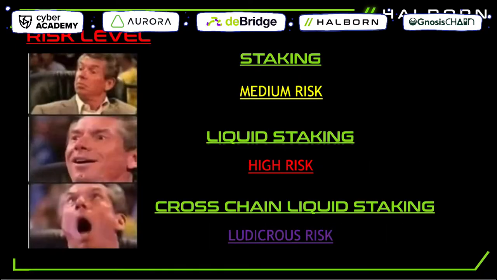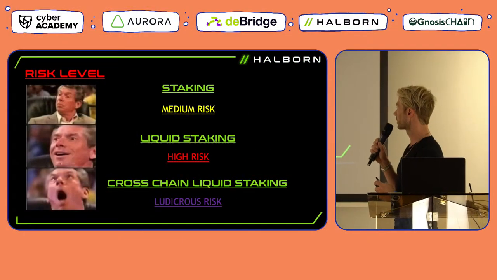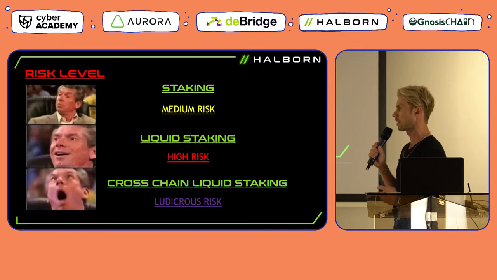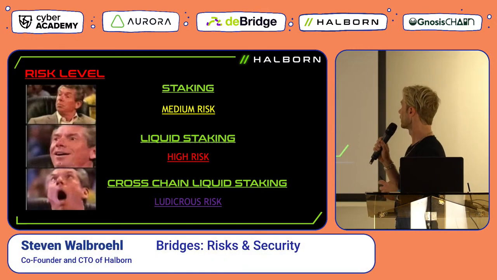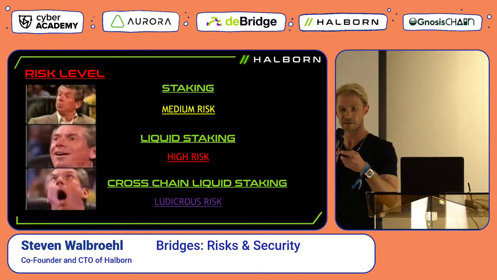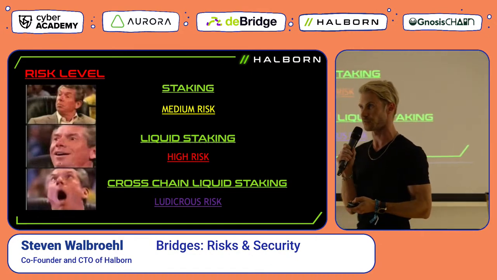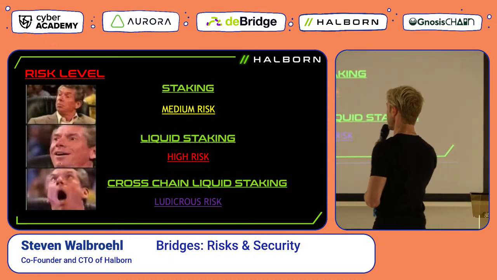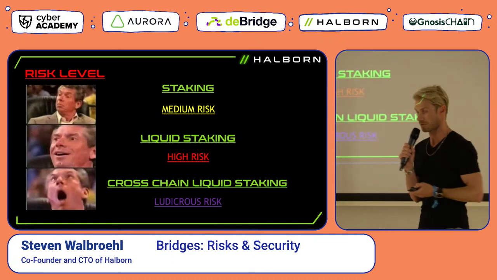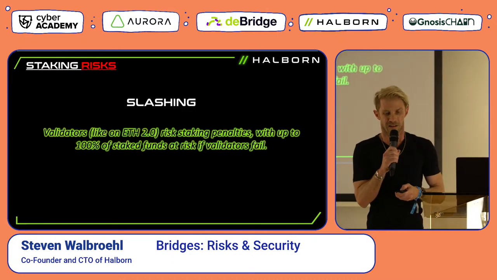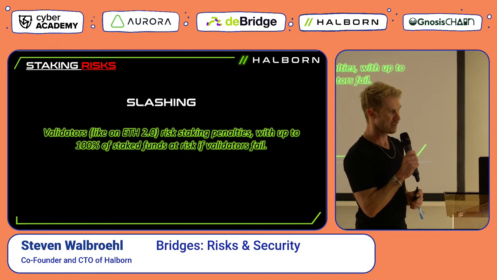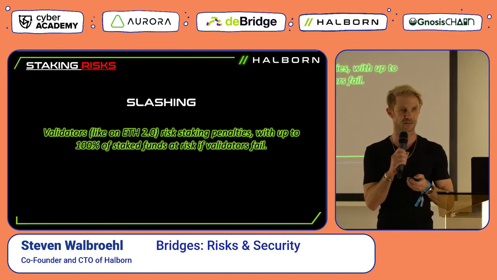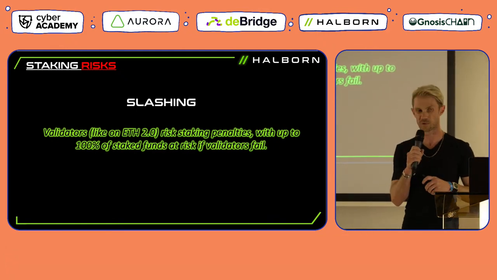So here's the Melvin. There are different levels of risk involved in each of these. Yes, there are some profits, but this is about the risk and the long-term thinking about what we're doing. So staking is medium risk. We've seen how there may be some risk of the project not actually releasing it. We have high risk for liquid staking, and we'll go through all of these, and then ludicrous risk on some of this. So let's start with the medium, and we'll talk about slashing, of course. Validators, on ETH2, for example, which are proof of stake networks.